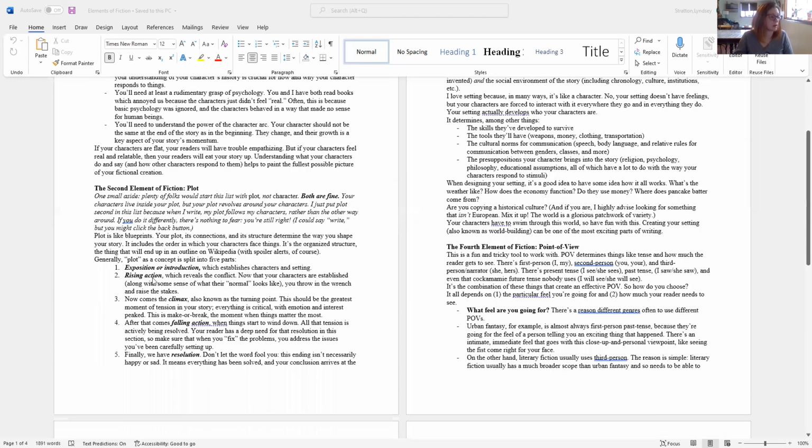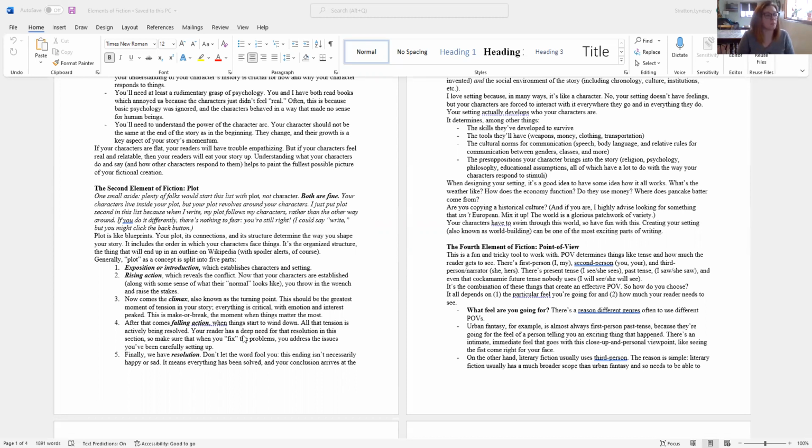Okay, so think of those areas. Here they are, 1, 2, 3, 4, 5. So you have your exposition, your introduction, your rising action, your climax, your falling action, and your resolution. So try to follow those when you go into applying these elements to your reader's response.